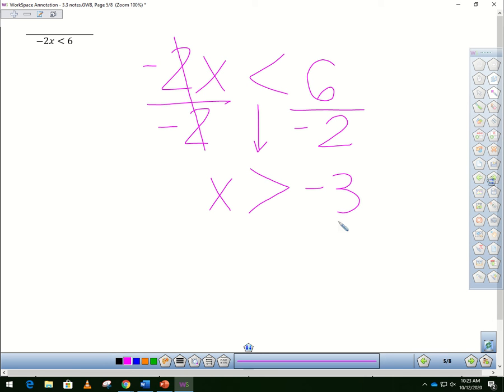So, when you divide by a negative, you need to flip the inequality sign. Okay, your inequality sign gets flipped, and this is your final answer.